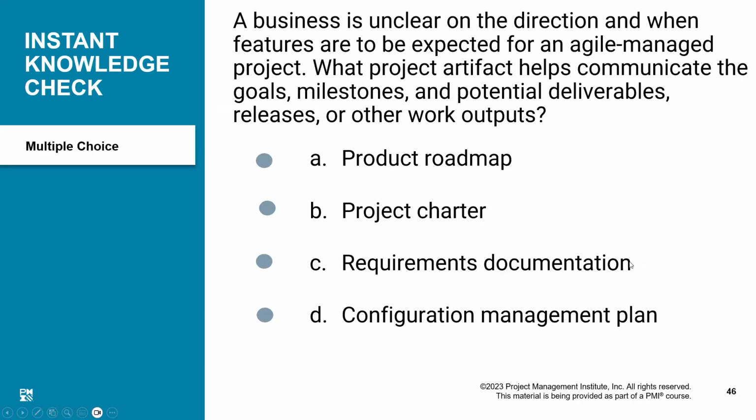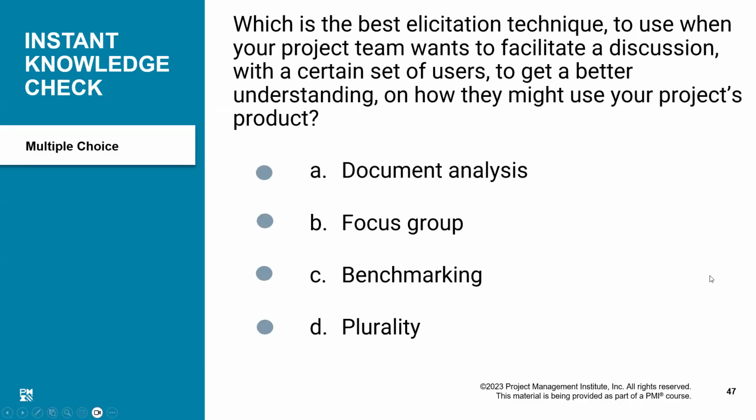Our business is unclear on the direction and when features are to be expected for an agile managed project. What project artifact helps communicate the goals, milestones, and potential deliverables, releases, or other work outputs? Product roadmap. Okay, again, the product roadmap.